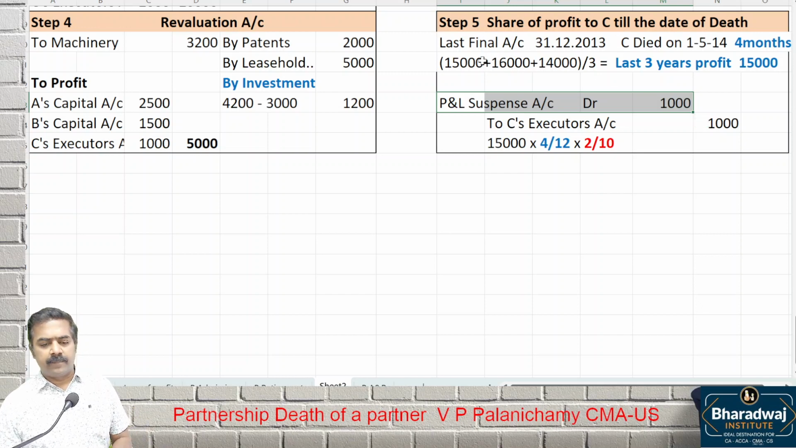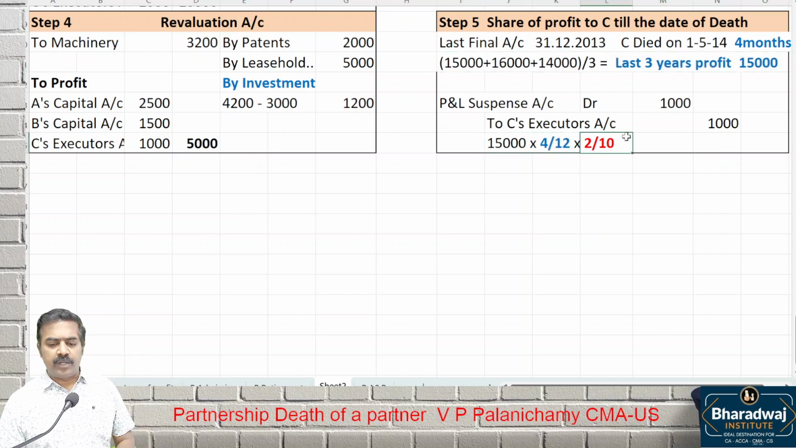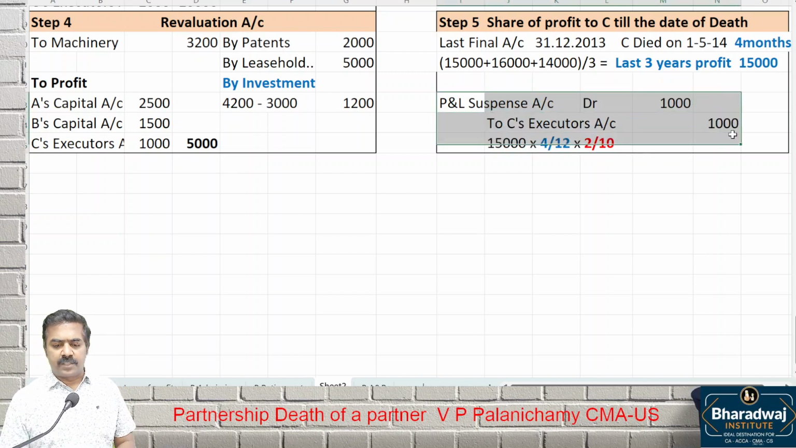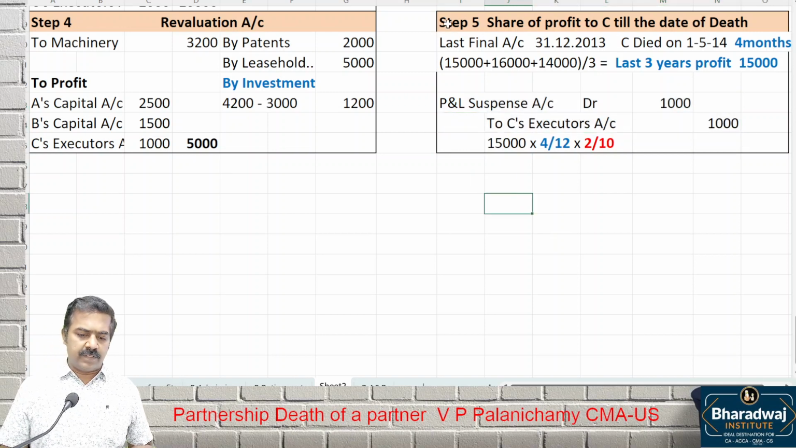Once again, repeat. What is the last 3 years' profit? 15,000 into 4 by 12. Why? 4 months' profit. Why 2 by 10? Share of C. So P&L suspense account debit to C's executors' account, how much? 1,000 rupees.